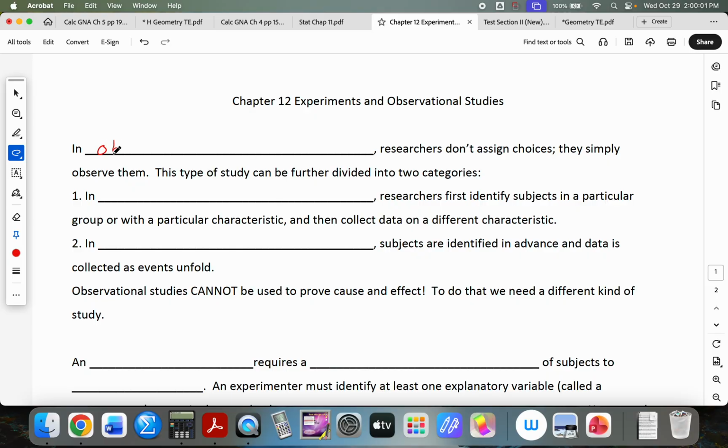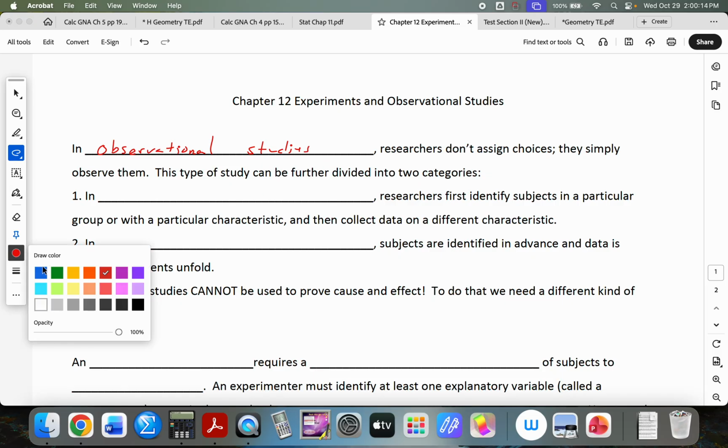So, in observational studies, researchers don't assign choices, they simply observe them. This type of study can be further divided into two categories.